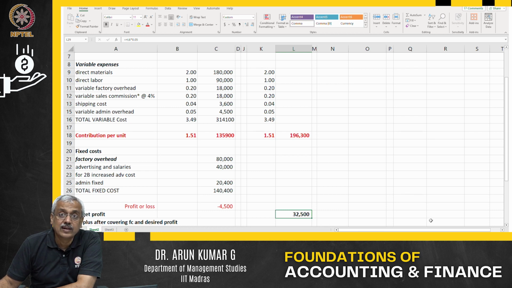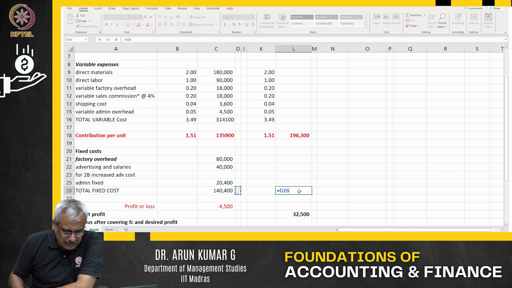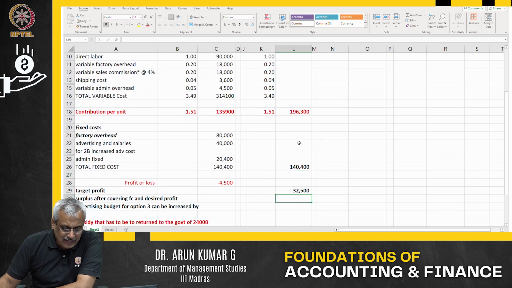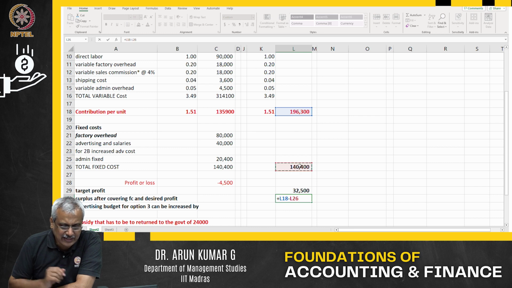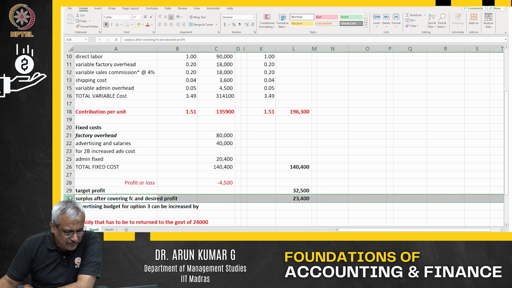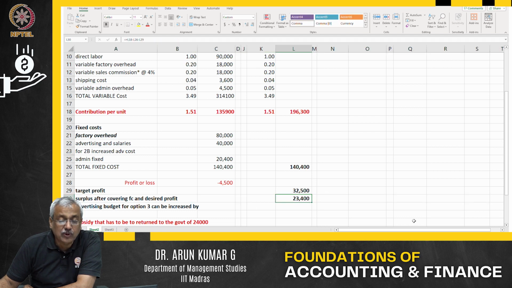What is my fixed cost as of now? My fixed cost as of now is 140,400. So what is the surplus I have? That is the surplus I have after deducting the fixed cost. 1,96,300 is the contribution. Fixed cost goes, and then the desired profit I also deduct. So my surplus after covering the fixed cost and the desired profit is about 23,400.